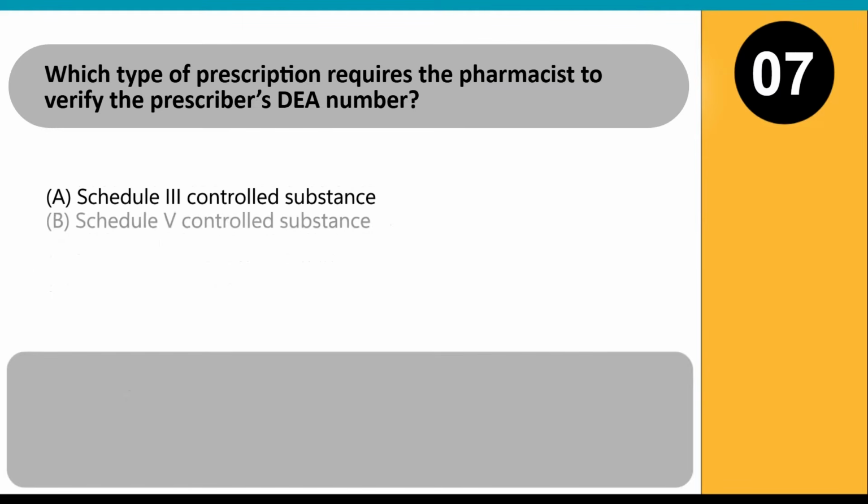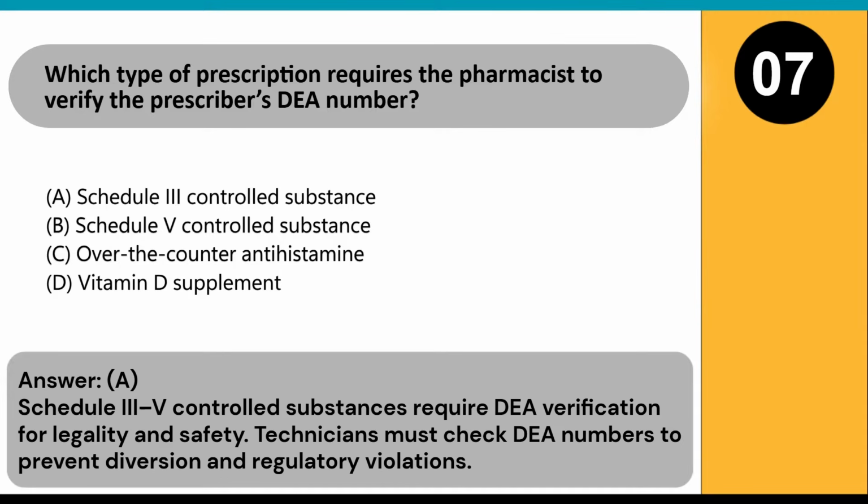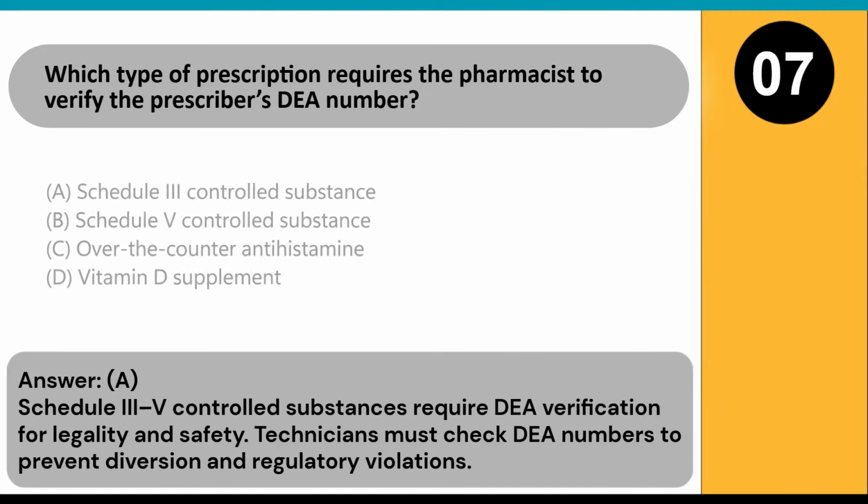Which type of prescription requires the pharmacist to verify the prescriber's DEA number? A. Schedule III controlled substance. B. Schedule V controlled substance. C. Over-the-counter antihistamine. D. Vitamin D supplement. Answer, A. Schedule III through V controlled substances require DEA verification for legality and safety. Technicians must check DEA numbers to prevent diversion and regulatory violations.